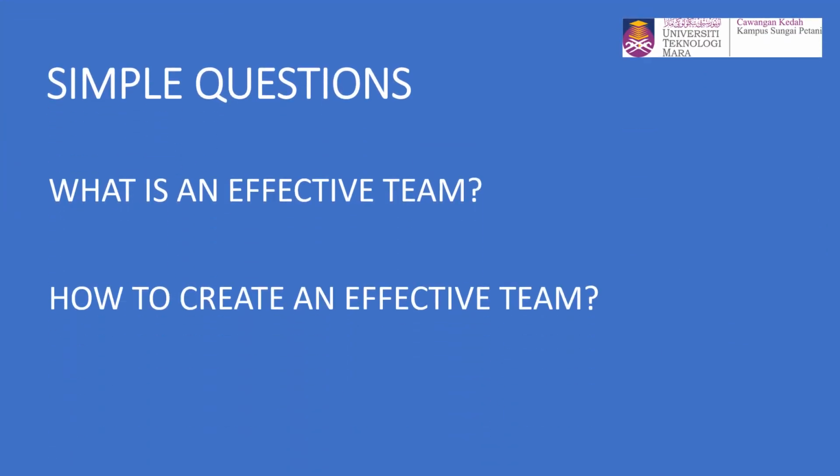Before we begin, let's answer some simple questions. Question 1. What is an effective team? A team is effective when it benefits the organization and its members. It is labeled as effective when the team is able to achieve the organizational goal and objective. And it is also effective when the team members' need and well-being is also being fulfilled. Second question, how to create an effective team? Well, to answer that question, let's go and look further.